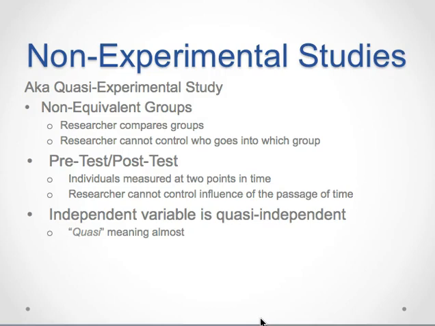The other type of quasi-experiment is the pre- and post-test, where researchers measure participants at 2 points in time and they cannot control what happens between the two time periods. So, for example, participants may have matured or been affected in some way during that time period that might affect their test scores.